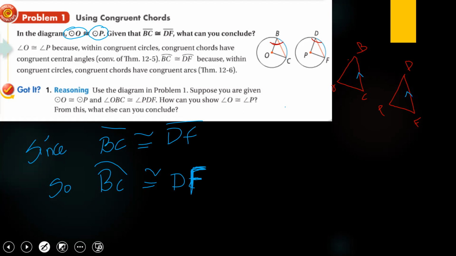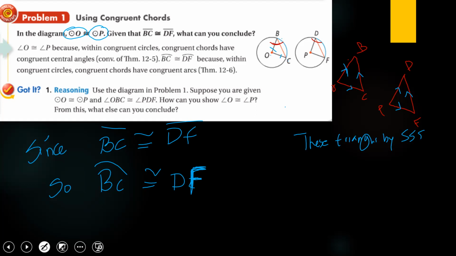Now then, since OB and OC are the radius of a circle, they are congruent to each other. Because the circles are congruent, the radius will be congruent too. Now, since the three sides are congruent, we can say that these two triangles are congruent by SSS, side, side, side. Do you remember SSS, SAS and ASA?